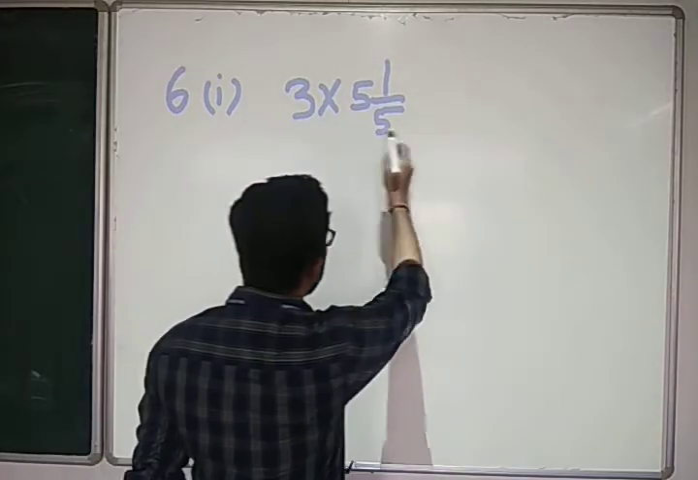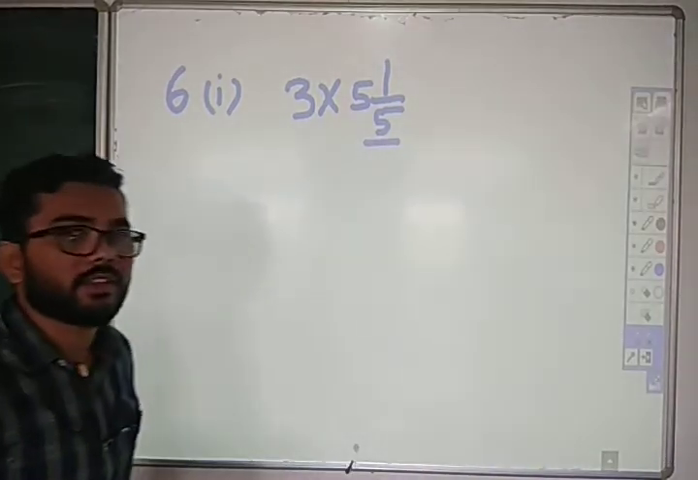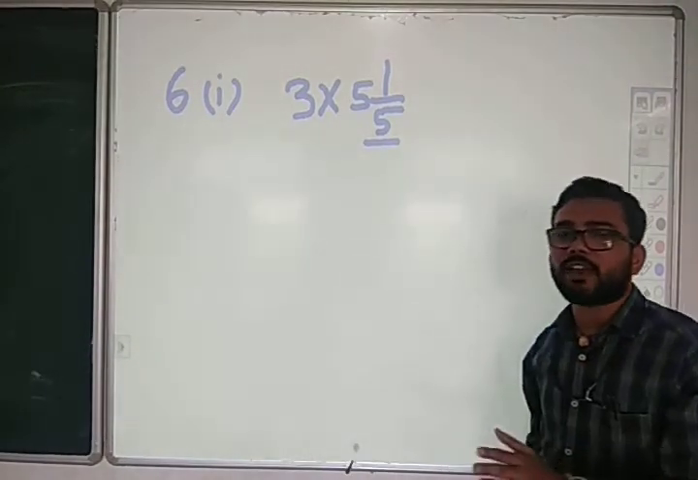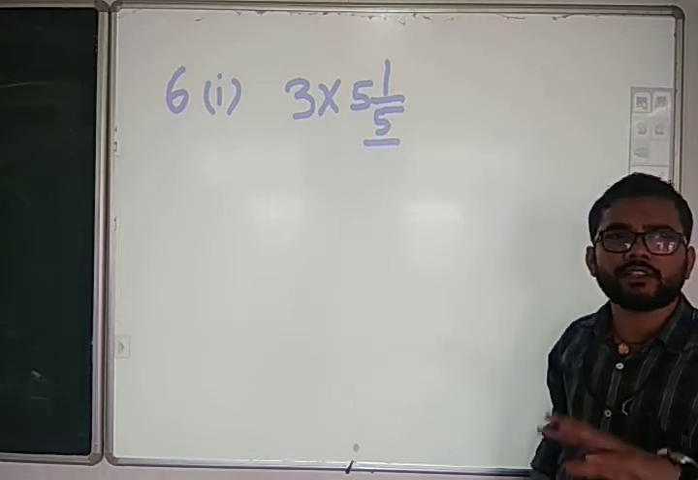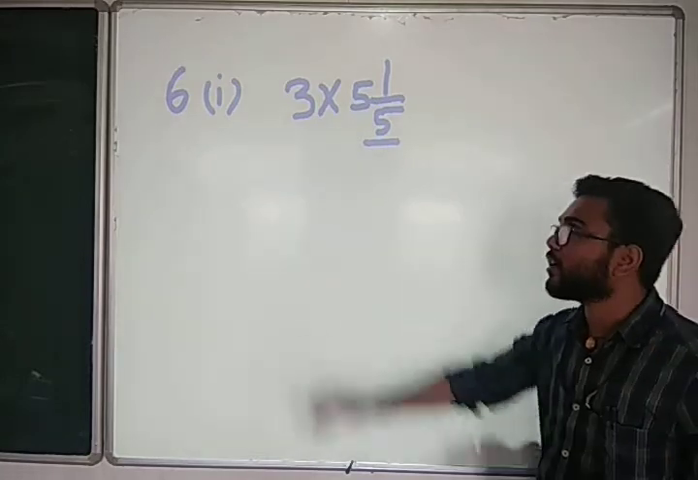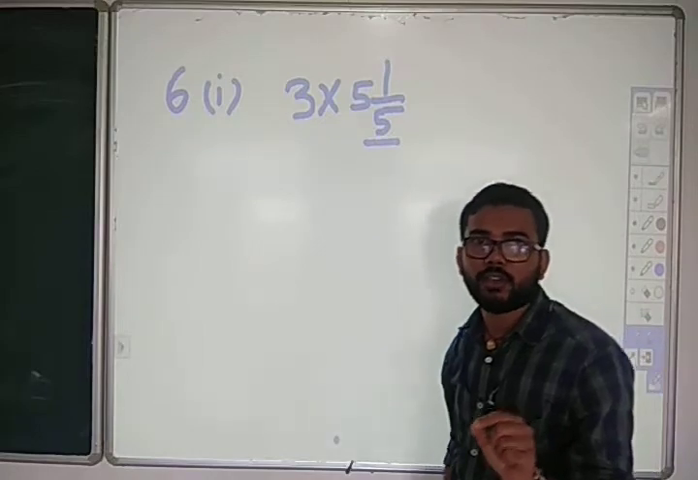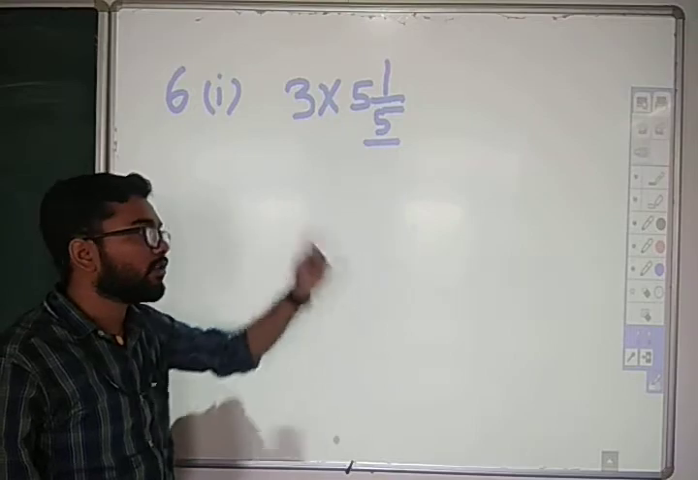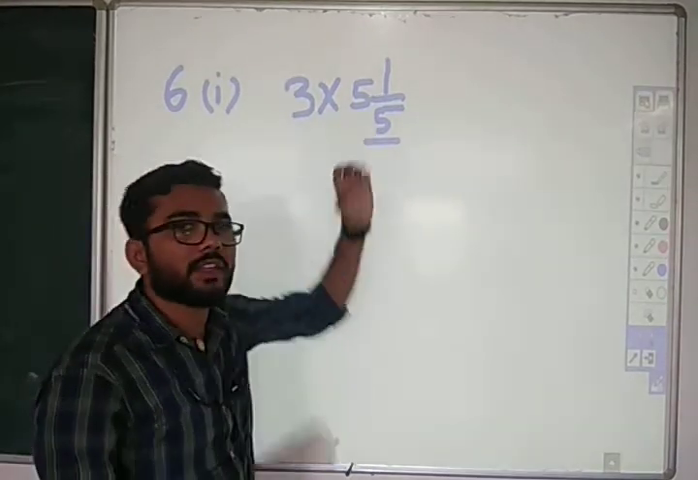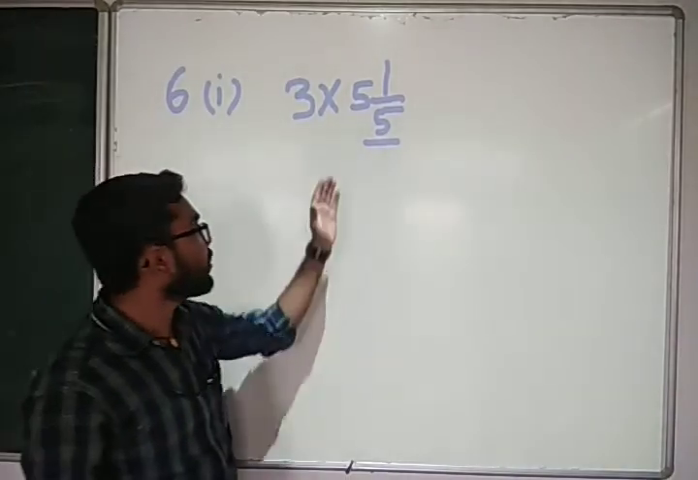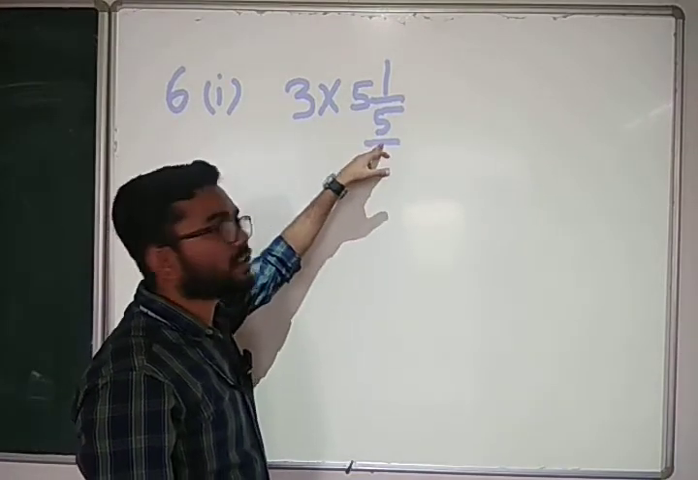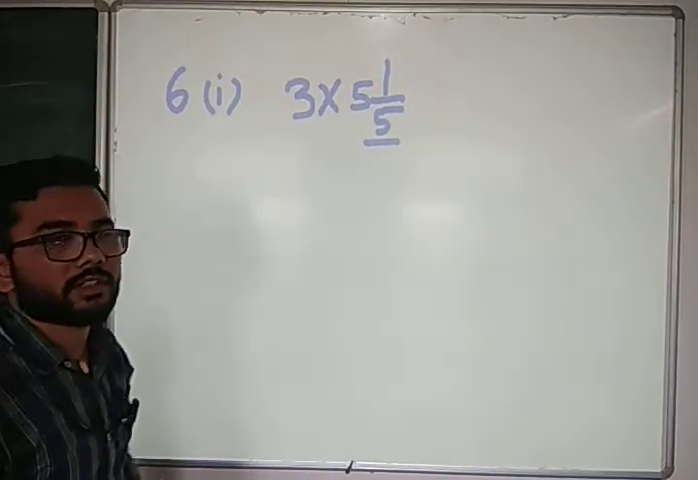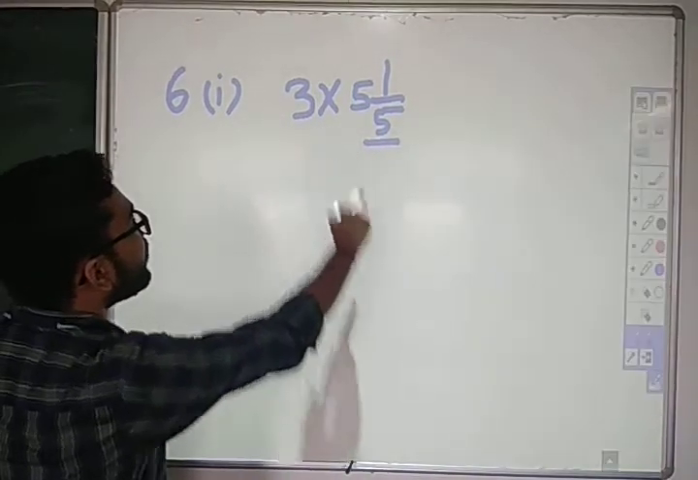So listen, first you need to convert a mixed fraction into an improper fraction. Whenever you see any mixed fraction in a multiplication or division or addition, first you need to convert the mixed fraction into an improper fraction. Okay, remember this thing. So here 5 integer 1 upon 5 is given, so you need to convert this mixed fraction.